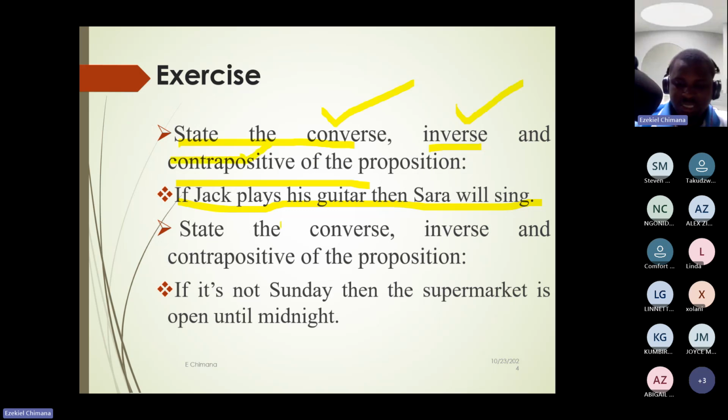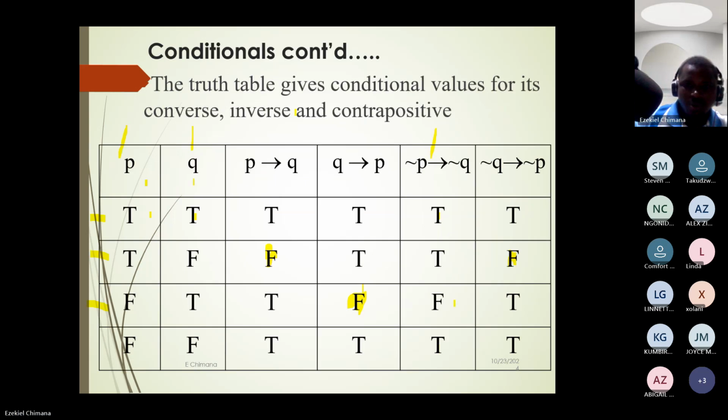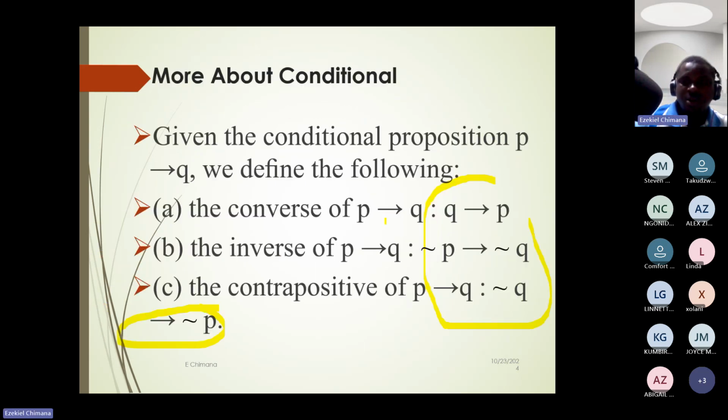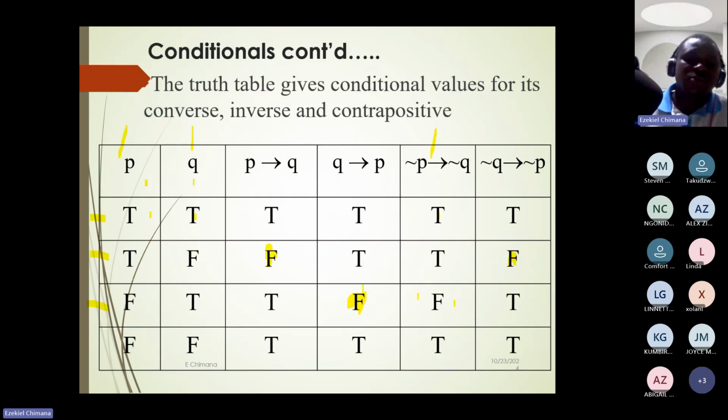So what you need to understand is these definitions. What is the converse? The converse, you are just reversing to have Q implies P, right? And then for the inverse, you need to negate P and Q. So it's now the negation of P implies the negation of Q. And then for the contrapositive, just make sure that you swap and negate both. So it's the negation of Q implies the negation of P. Just like that. So that's what you need to understand.